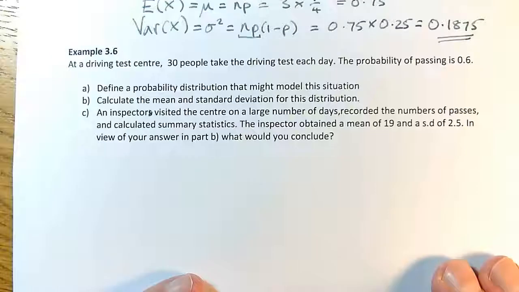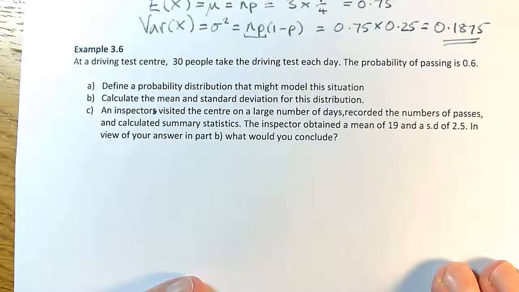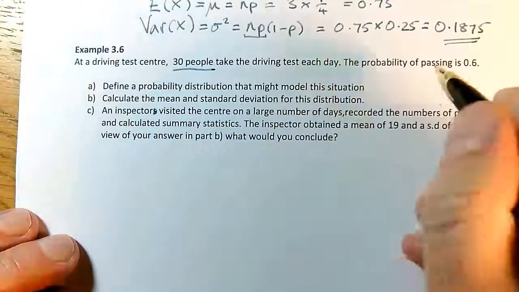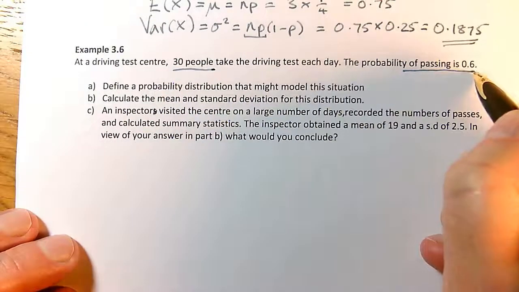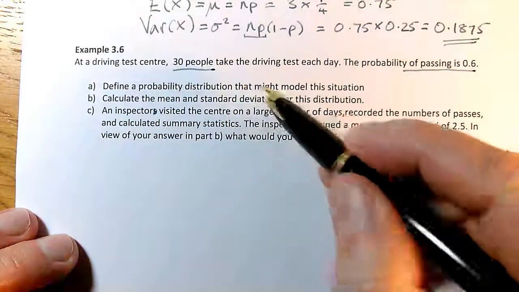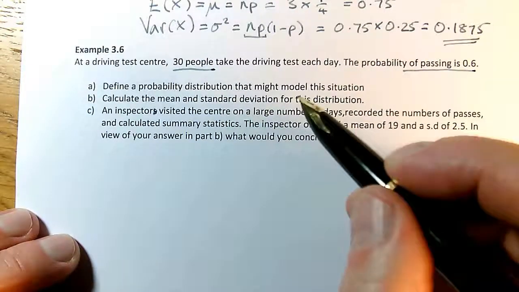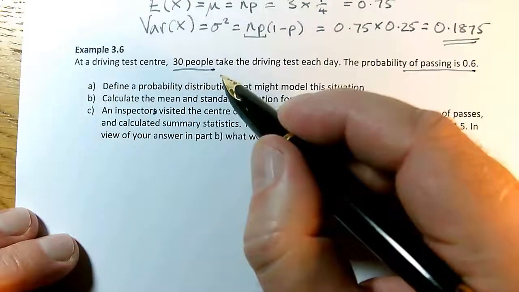Okay, so this doesn't tell us it's binomial. How would we spot it's a binomial situation? Well, I have 30 people taking the test, and each one has a probability of passing. So as long as I'm counting the number of people who pass in a day, then I have a situation where I'm counting successes in 30 trials.